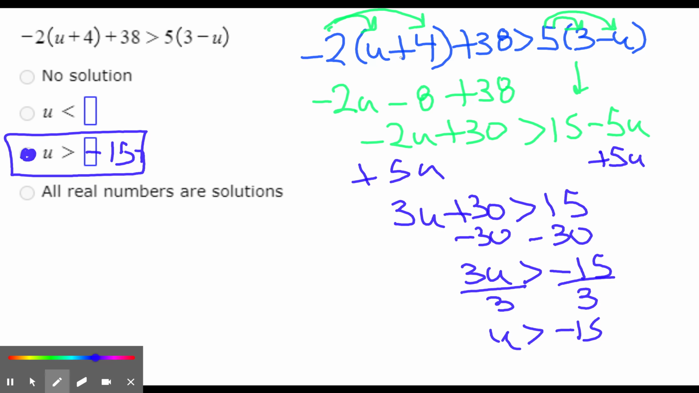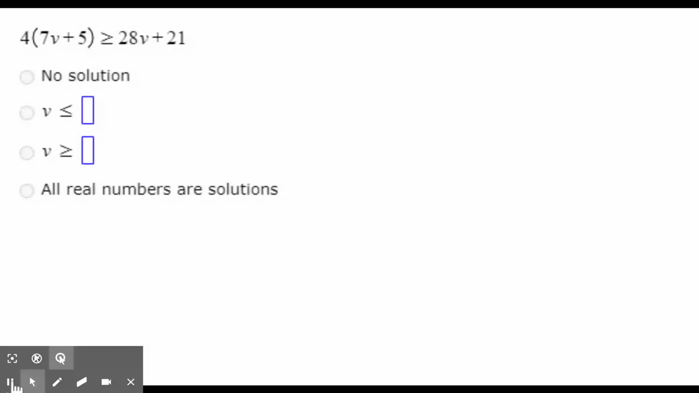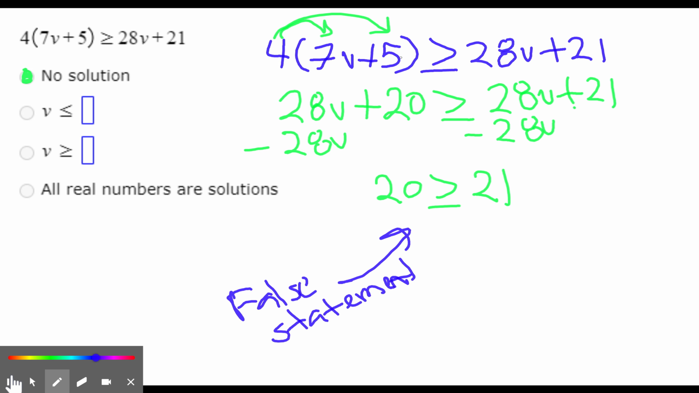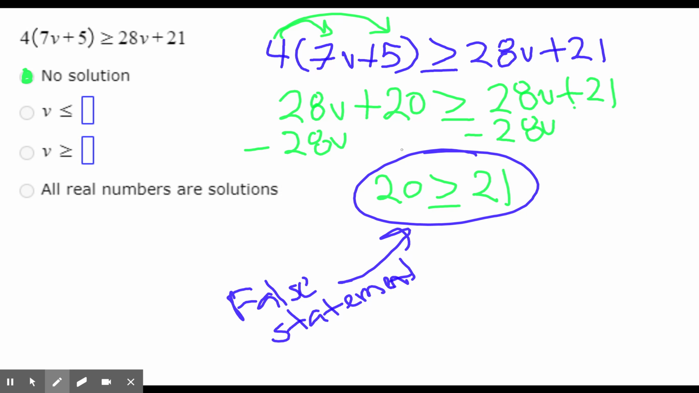And there's the solution. U is greater than negative 15. Okay, next question. Determine if there is one solution, no solution, or all real numbers are solutions. And there's the solution. In the end, you get this false statement that says 20 is greater than or equal to 21. That's not true, so therefore there is no solution. Final answer is there is no solution here.